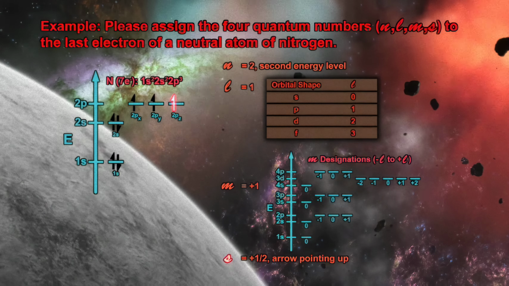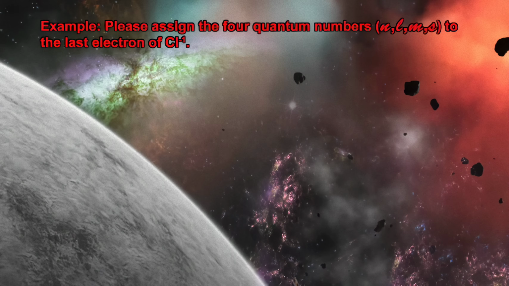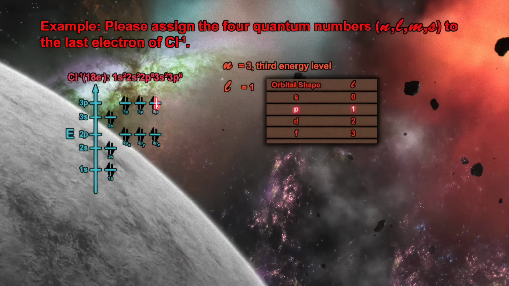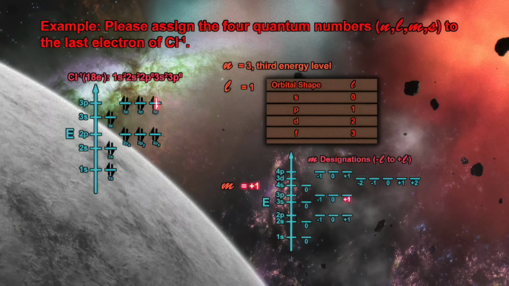In the next example, we are asked to assign the 4 quantum numbers to the last electron of a chloride anion. From the electron configuration diagram, we see that we need to fully describe the last 3p electron. The electron is in the 3rd energy level, thus N is 3. It occupies a p orbital, thus L is 1. M is plus 1, and the electron is pointing down, therefore it is minus 1/2. Thus, the 4 quantum numbers are 3, 1, plus 1, and minus 1/2.